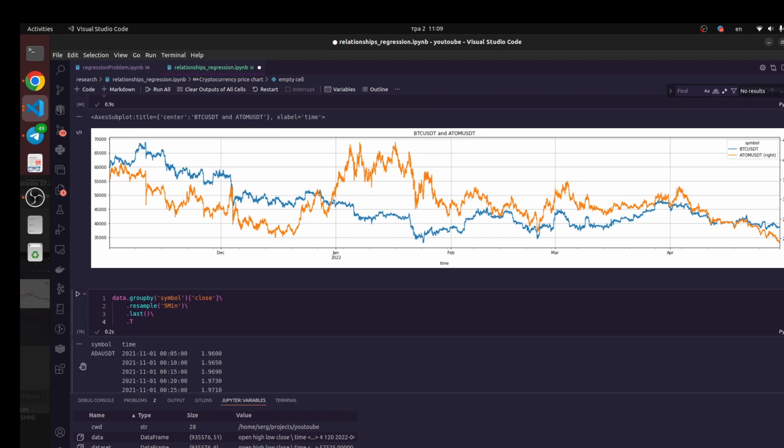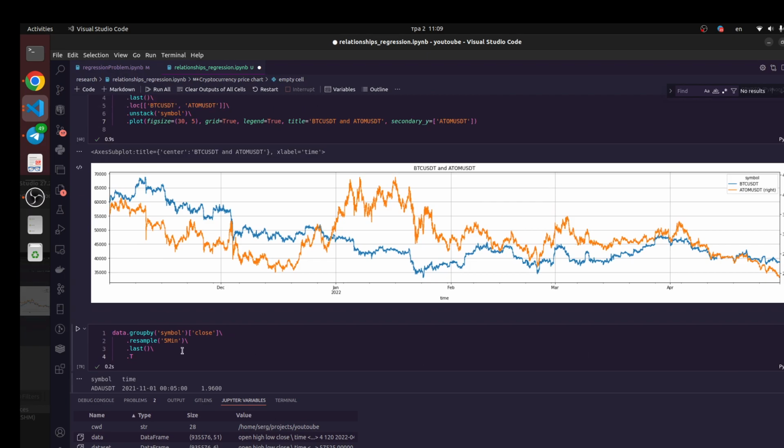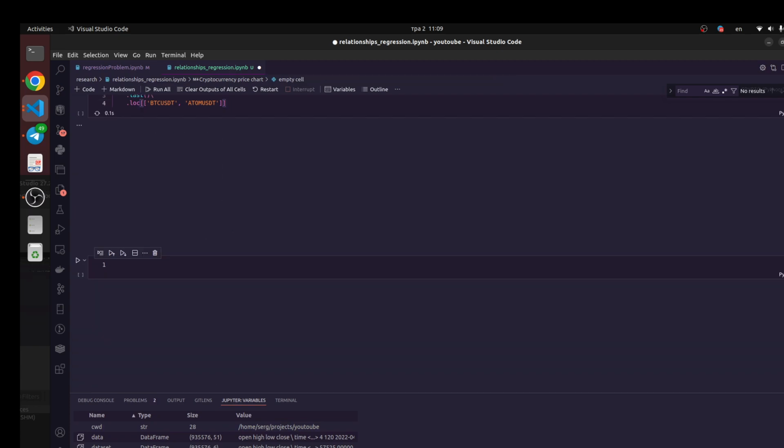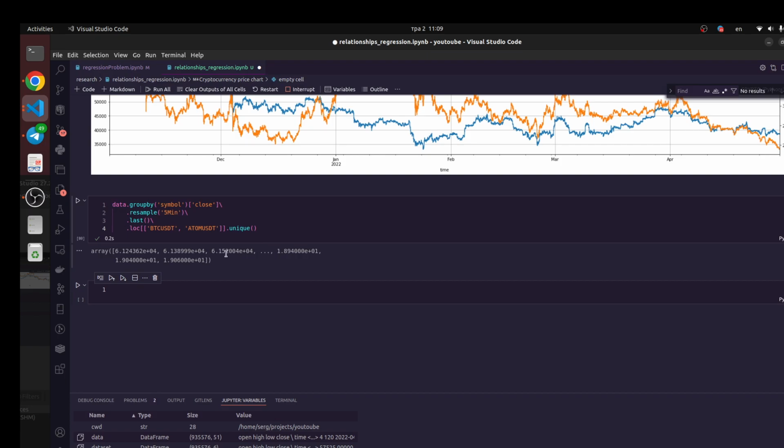And you see we have, for example, Cardano USDT or XRP USDT, and to create a subset of this big data frame, we need to use loc and indicate, for example, Bitcoin USDT, Atom USDT, and we create some subset of this data set. And we see Bitcoin USDT and Atom USDT. And for example, if you calculate unique, maybe like this one. Okay, let's look.